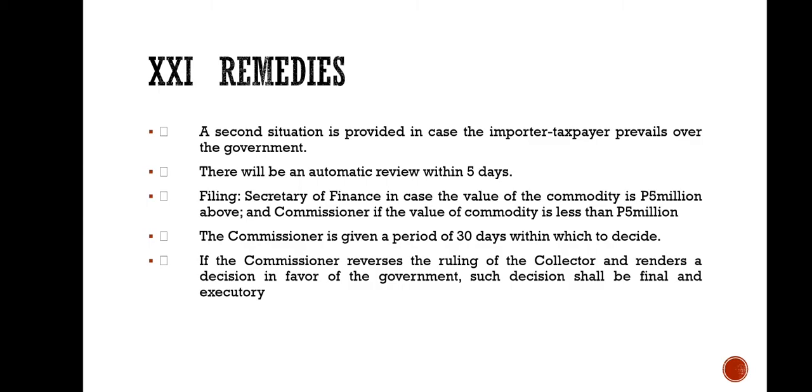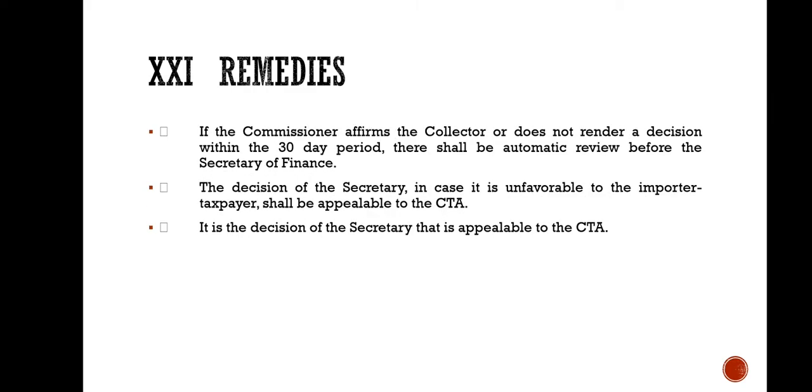The Commissioner is given a period of 30 days within which to decide. If the Commissioner reverses the ruling of the collector and renders a decision in favor of the government, such decision shall be final and executory. If the Commissioner affirms the collector or does not render a decision within the 30-day period, there shall be automatic review before the Secretary of Finance. The decision of the Secretary, in case it is unfavorable to the importer taxpayer, shall be appealable to the Court of Tax Appeals. It is the decision of the Secretary that is appealable to the Court of Tax Appeals.